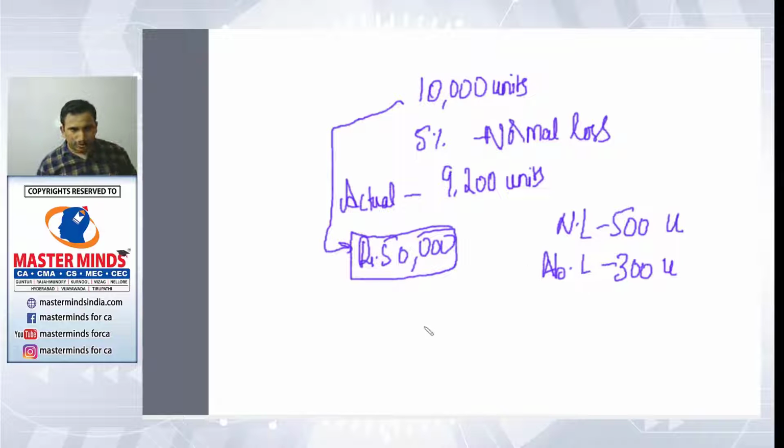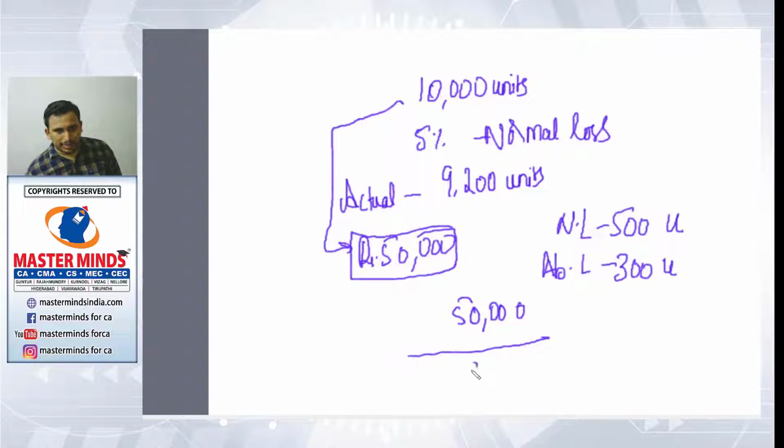Now for that, what we will do is, total cost is 50,000. When we are finding cost per unit, instead of 9,200, we'll write 9,500. So understand carefully, now the 50,000 loss is absorbed by the entire 9,500 units. Hope it is clear. Normal loss. That means the entire 50,000 cost is spread. Now you'll get some value.